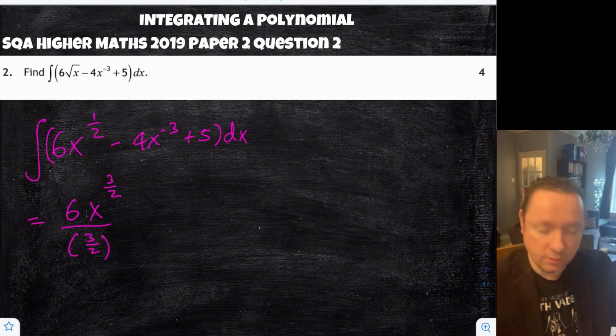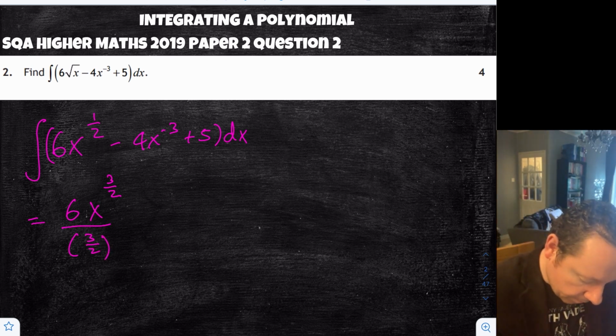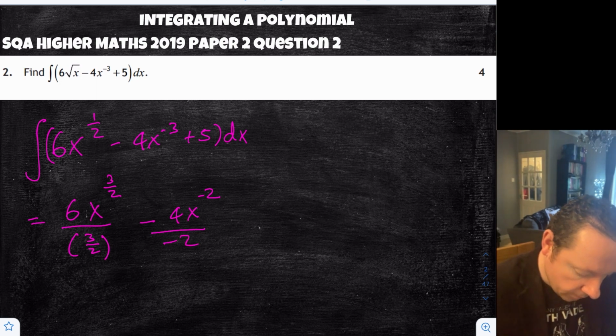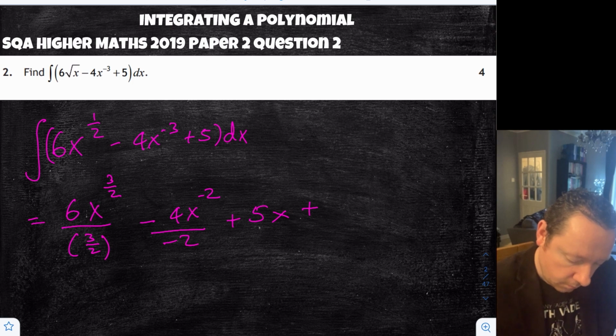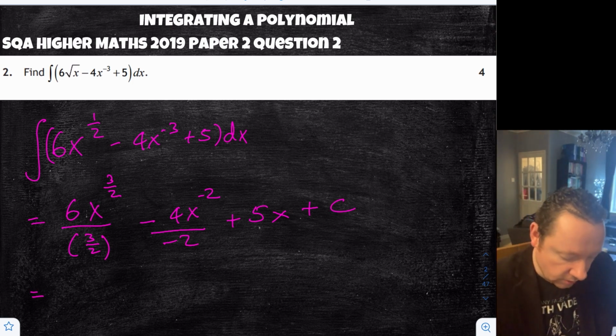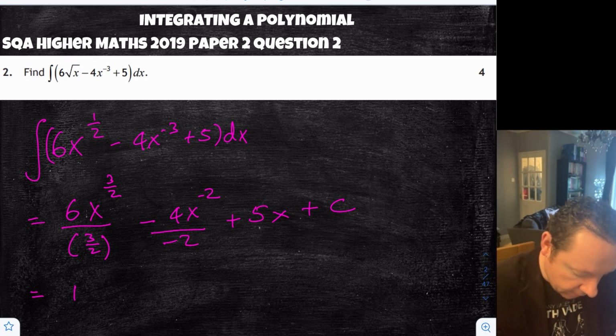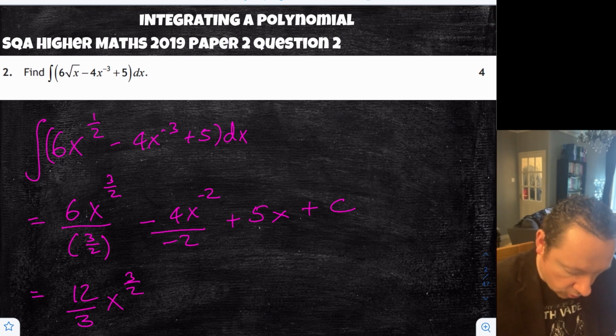We'll deal with that later. And then minus 4x to the minus 2, minus 3 add 1 is minus 2, so divide by minus 2. Then plus 5x, and then remember to add your c. Okay, dividing by a fraction is the same as times by its reciprocal, so I can just do 6 times 2 is 12, so that's 12 over 3. X to the 3 halves. 4 divided by 2 is 2, minus divided by a minus is a plus, so plus 2x to the minus 2, plus 5x, plus c.